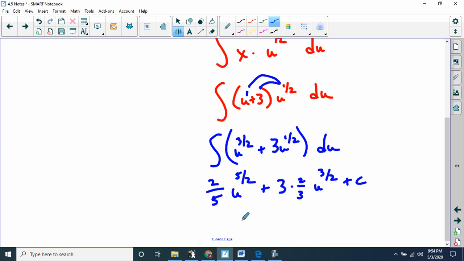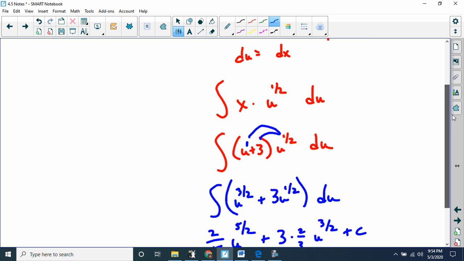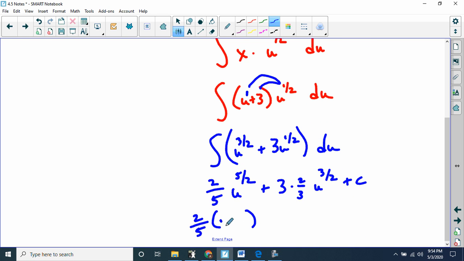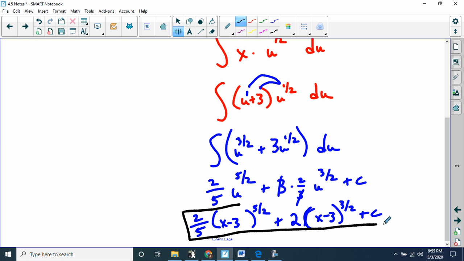And again, change back to x. So we have 2/5 times u, which is x minus 3, to the 5/2, plus 2 times x minus 3 to the 3/2, plus c, and that's our answer. There it is.